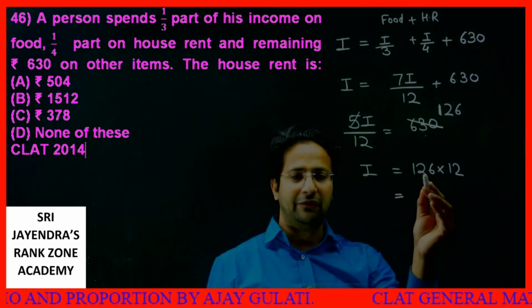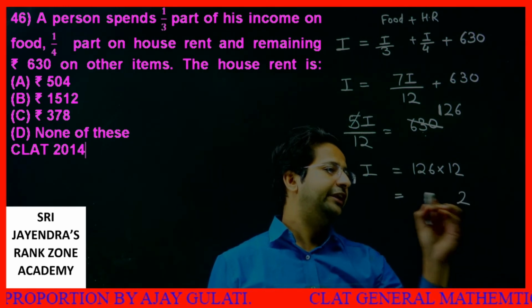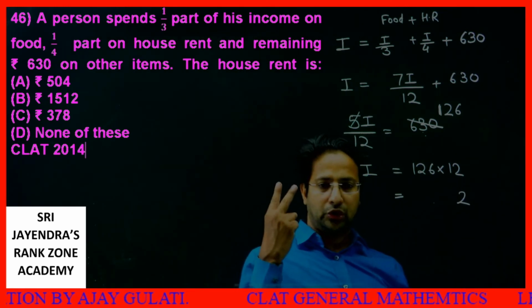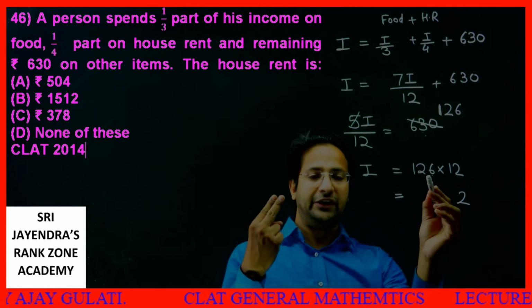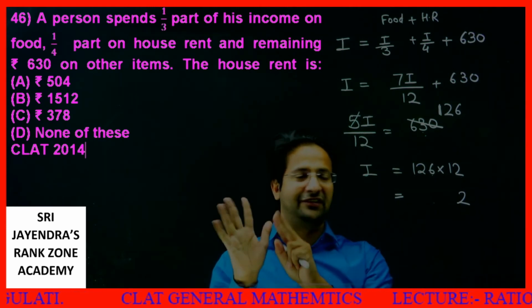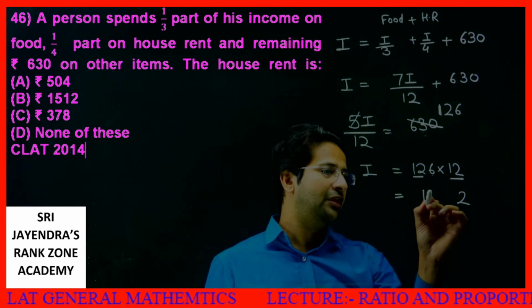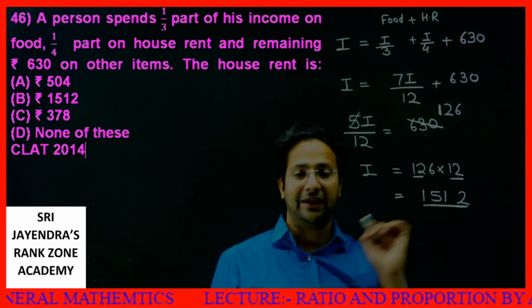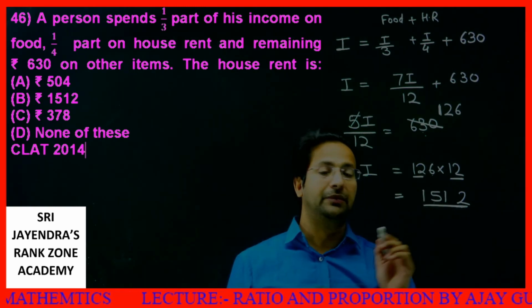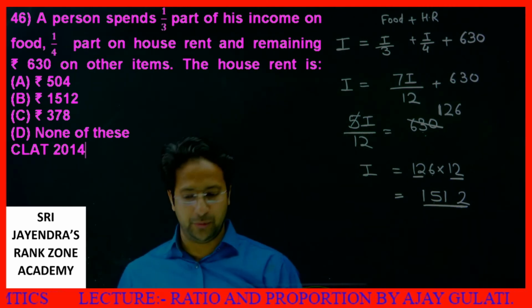First of all, 12 into 6, 72. 2 I write down. How much is carry? 7 is carry. 12 into 12, 144. 144 plus 7, 151. Do we have any option? Yes, option B. This is the answer. I hope you got it.